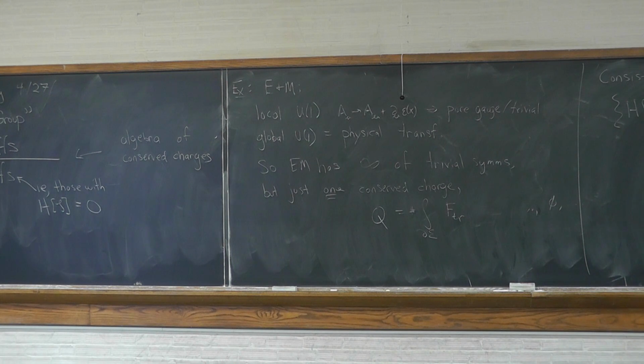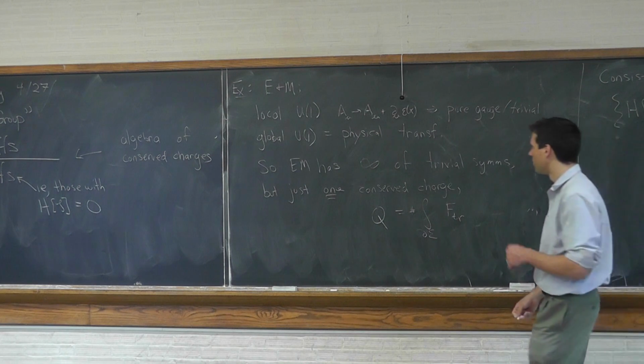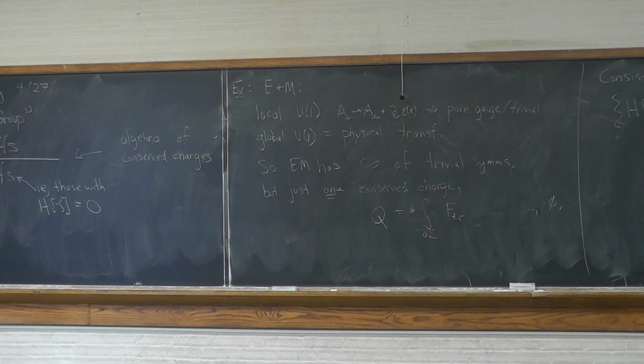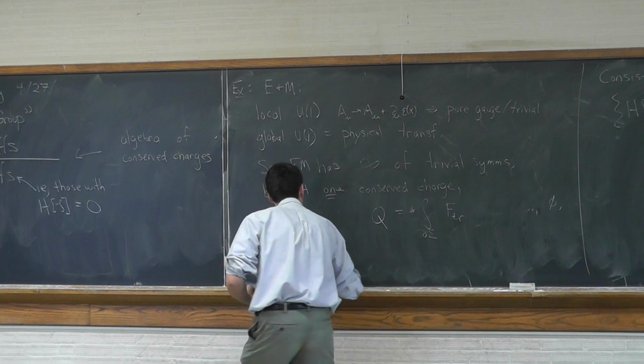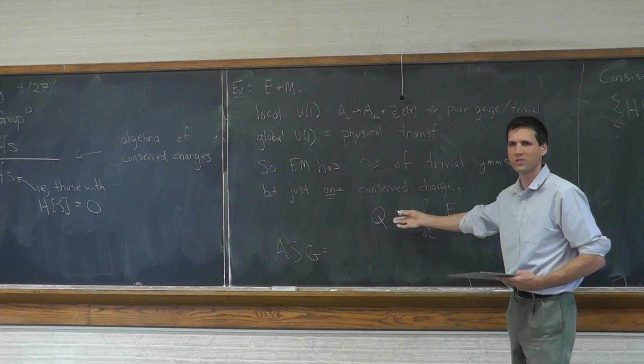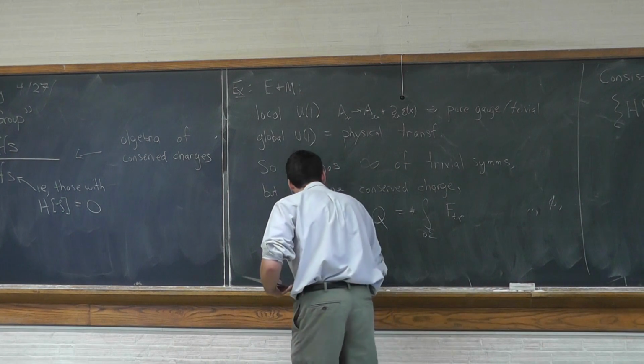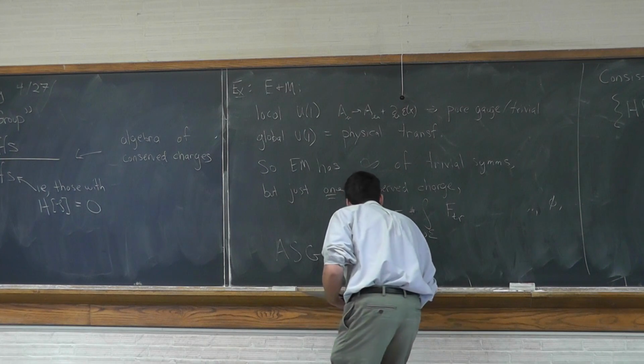Okay, so this idea of the asymptotic symmetry group formalizes what you already knew, which is that even though E&M has an infinite number of transformations you can do, there's only one conserved quantity. And that one conserved quantity you could think of as associated to the one physical transformation on the theory, which is the global U(1). So the asymptotic symmetry group in this case is the algebra of the conserved charges, which is just, there's only one of them, so it's just the U(1) global transformation.